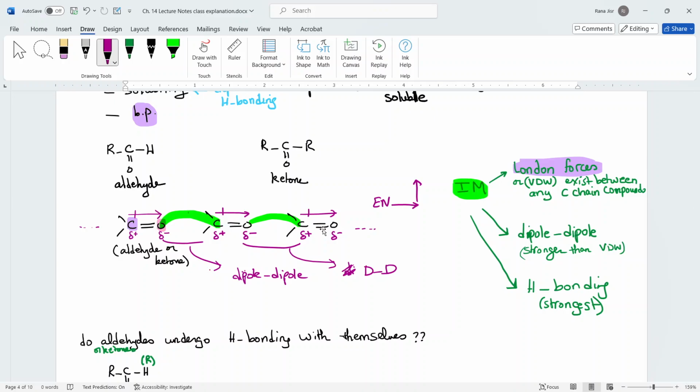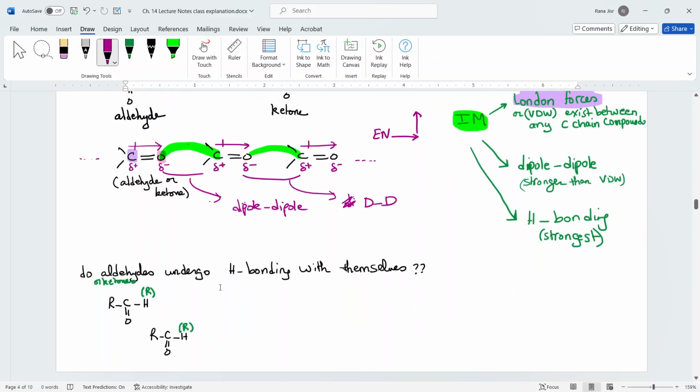Why are we mentioning polarity? Polarity is the movement of electrons. So if you have electrons being moved between the carbon and the oxygen, then we say that this functional group is going to be slightly polar.